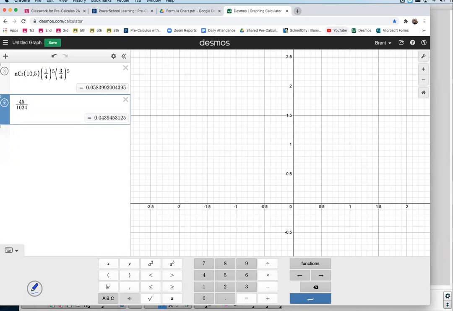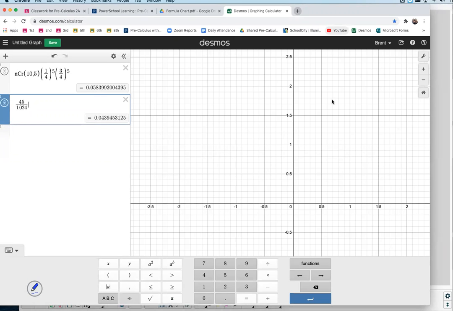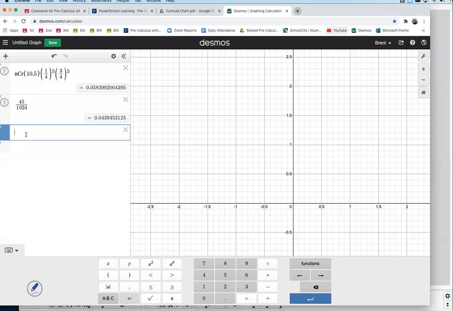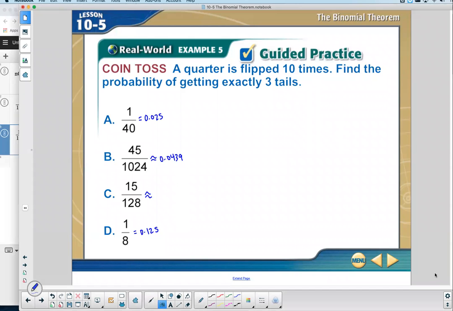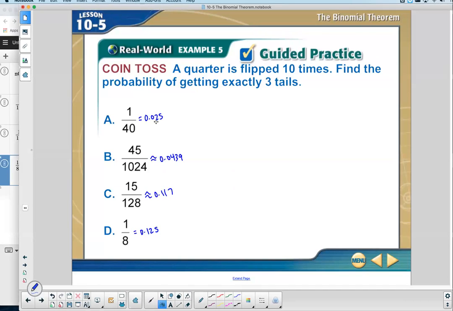45 divided by, was it 1024 maybe? 45 divided by 1024 is 0.0439, rounded, 0.0439. And this one, 15 over 128 is 0.117. I'm gonna make sure 1 over 40 is what I think it is. Yeah, and then 1 over 8. Yeah, okay. So there's your values that you should be comparing to.